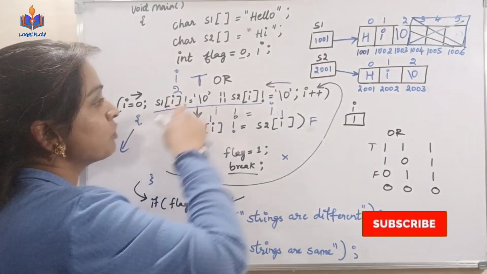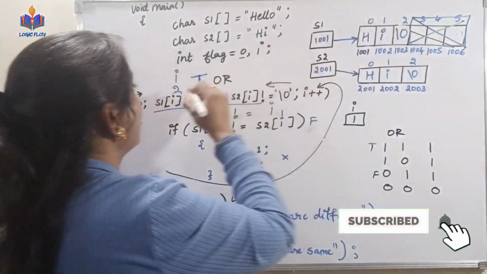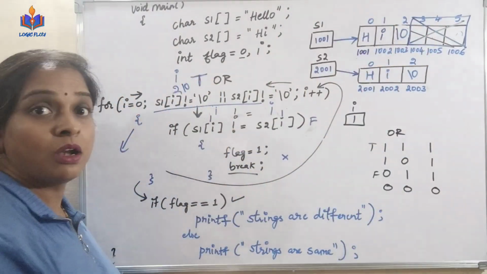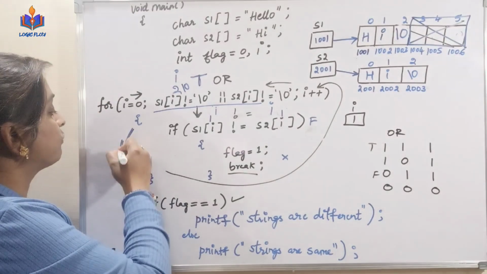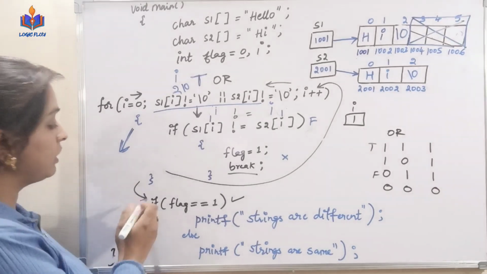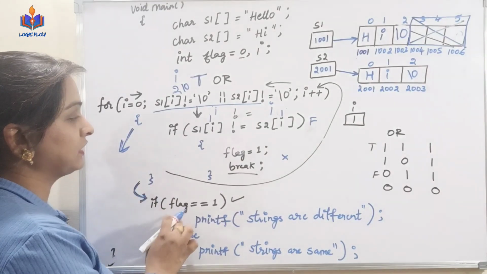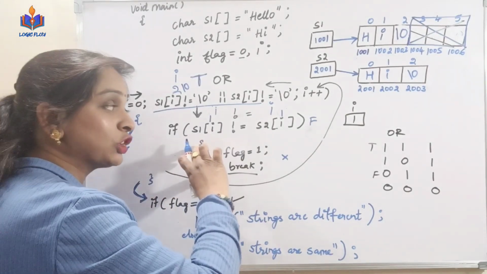See, here S1 of 2 is null. Null not equal to null? No, it is equal to null. Condition not satisfied. Come out of the loop. Loop gets terminated. Control comes to this point. I'll check the condition. This block was not at all executed.